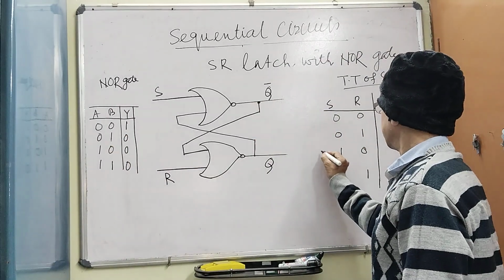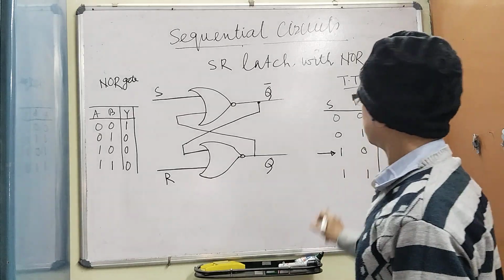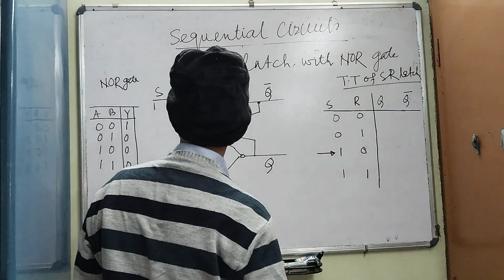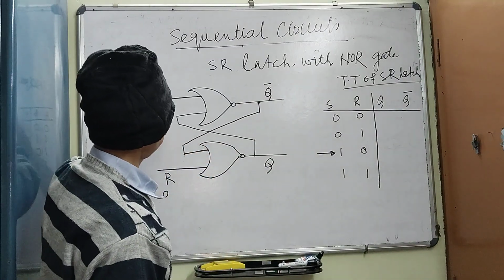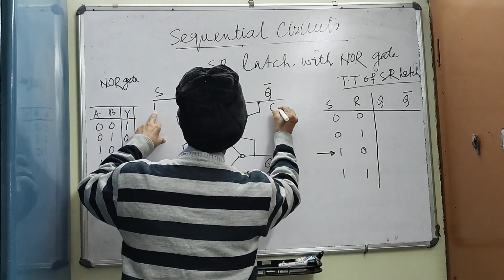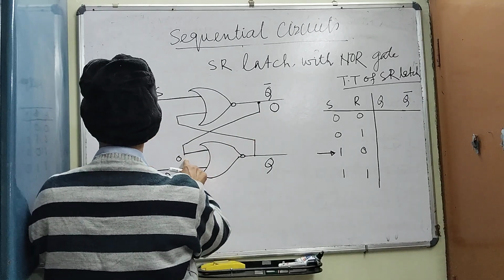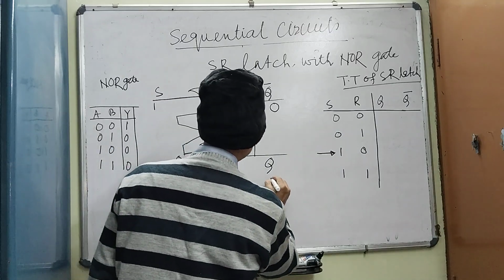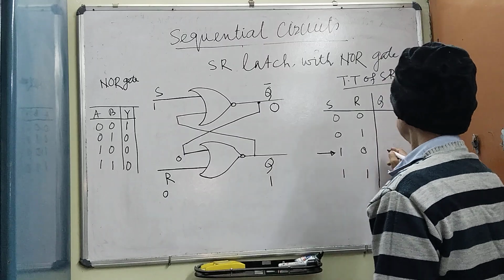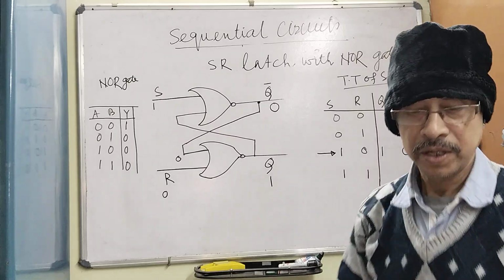So first we take S equal to 1 and R equal to 0. Then what happened? What is the logic? If any input is 1, then the output is 0. So this will be 0, and this 0 comes here. This is the output. Then 0 0 means 1. So this is equal to 1. That is, when S R is 1 0, then Q equal to 1 and Q bar equal to 0. This is the first. Next.